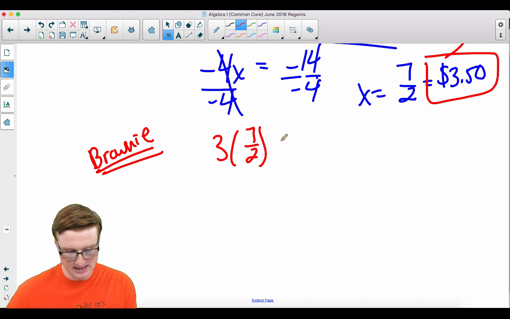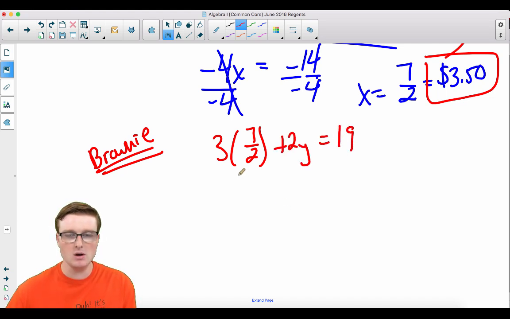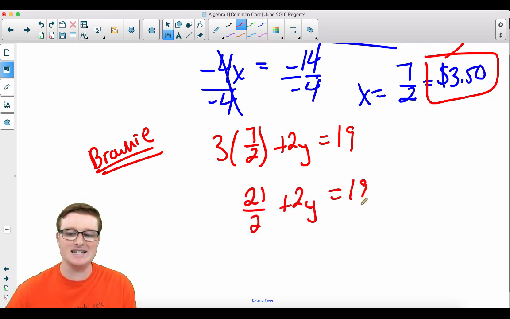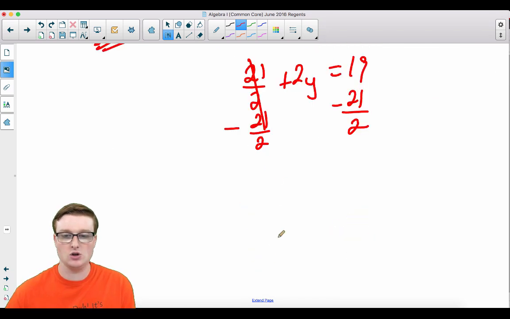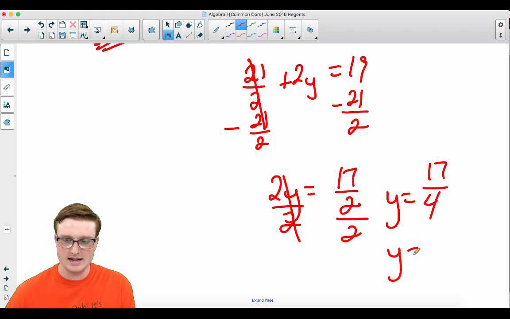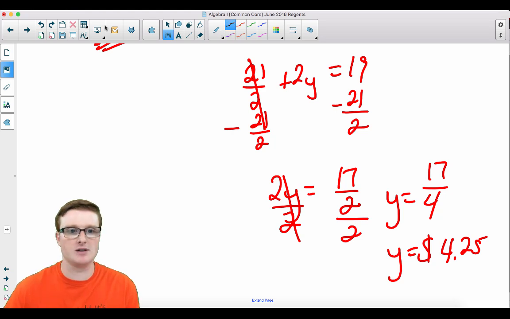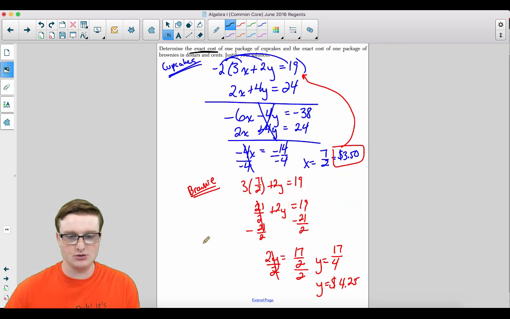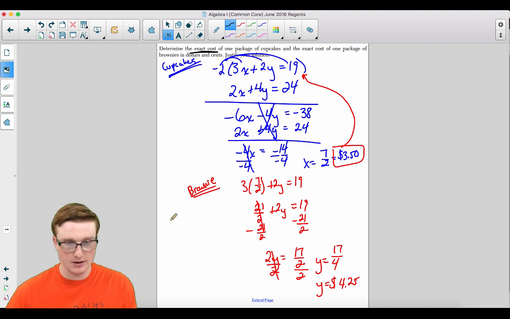So 3 times 7/2 plus 2y is equal to 19. So this becomes 21/2 plus 2y equals 19. Subtract the 21/2. So we get 2y is equal to 17/2. When you plug that into your calculator, divide by 2, and you get y is equal to 17/4, which is equal to $4.25.